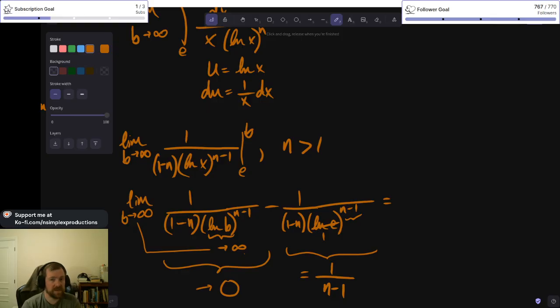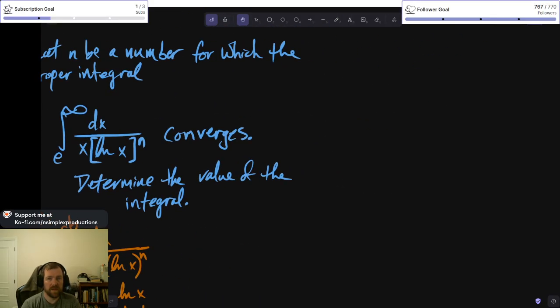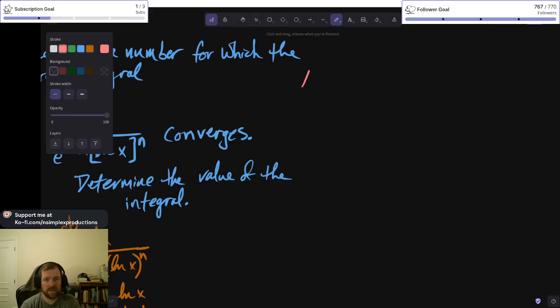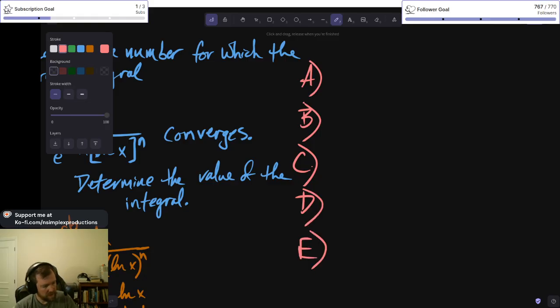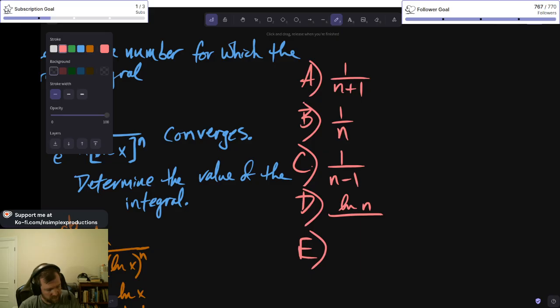That is an answer. I do enjoy seeing that the thing that I think it is there. Okay, A is 1 over n plus 1, B is 1 over n, C is 1 over n minus 1, D is natural log n over n plus 1, and E is natural log n over n minus 1.